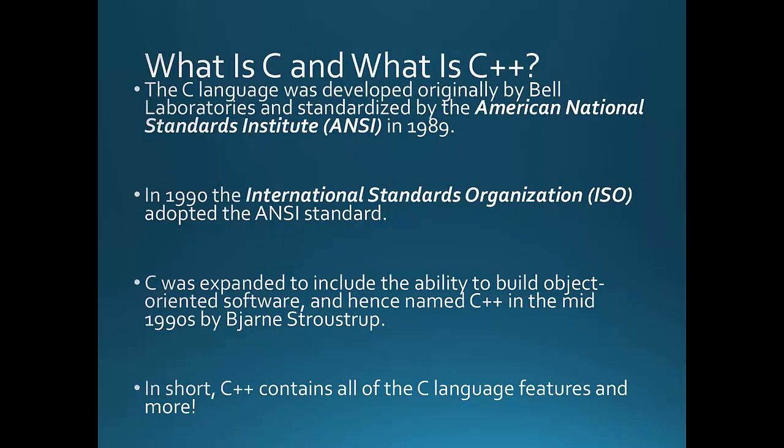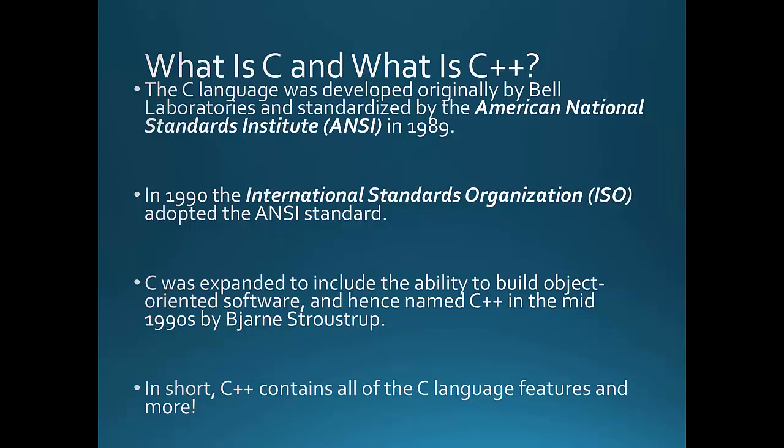So what is C++? C was a language that was originally developed in around 1989. It's standardized by the American National Standards Institute, ANSI, at that time. In 1990, it was standardized by the International Standards Organization. These standards are important because there are multiple organizations that write C and C++ compilers, and if there isn't a standard, then you could write code in one format and it wouldn't compile in another format. So those standards ensure that all compilers will work together.